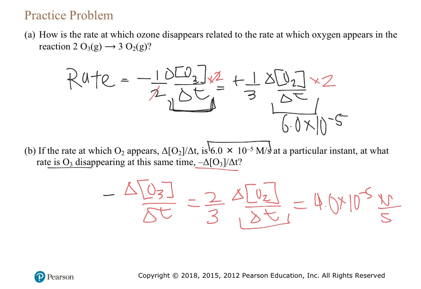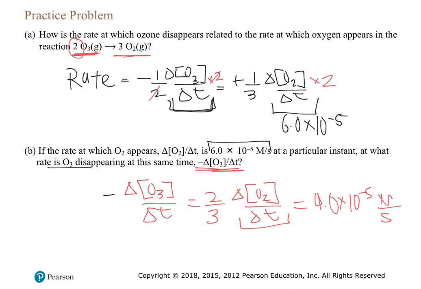And that makes sense because if we look at the stoichiometric coefficient, ozone is disappearing like 2 of those disappear for every 3 oxygens appearing. So it makes sense that the rate for ozone would look slower than oxygen, because it's disappearing slower because of the coefficients.